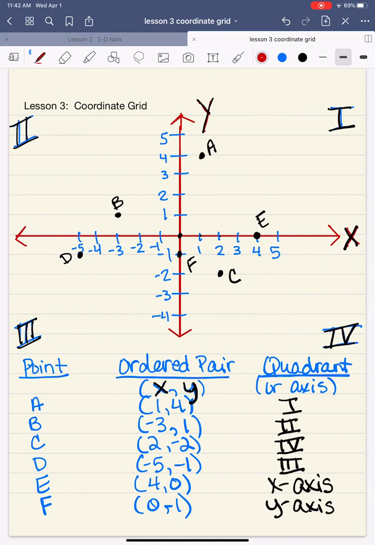Okay, so you're ready for practice problems, and you'll find the lesson that says Lesson 3, Coordinate Grid.